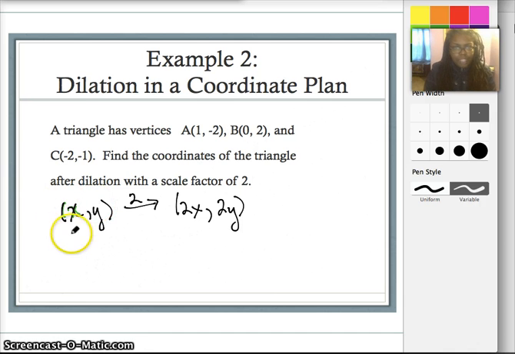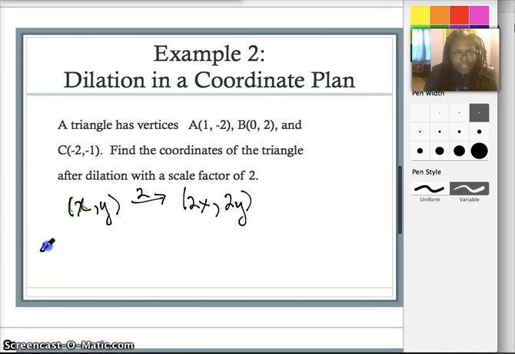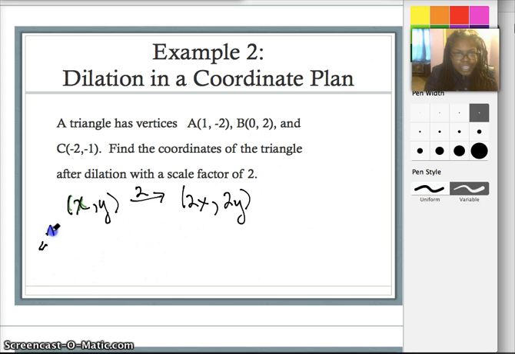So when I do that, let's try A first. A is given as (1, -2). Therefore, A prime is going to get bigger, it's going to be given as (2, -4). Let's do A prime there. And I think you guys can do the rest.